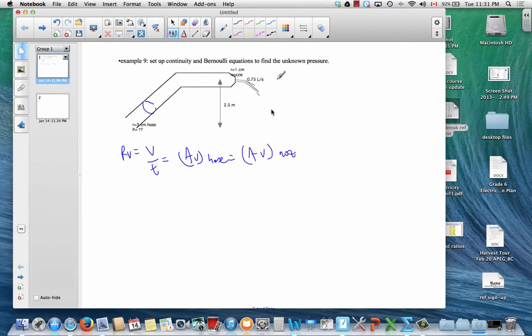So we see 0.75 liters per second here. That's a volume rate of flow. We need, of course, to convert that to SI units, which is cubic meters per second. And of course, 1 cubic meter is 1,000 liters, so we end up with 3 more powers of 10. It's 7.5 times 10 to the negative 4 cubic meters per second. So that's our volume rate flow. So we'll put that in here.